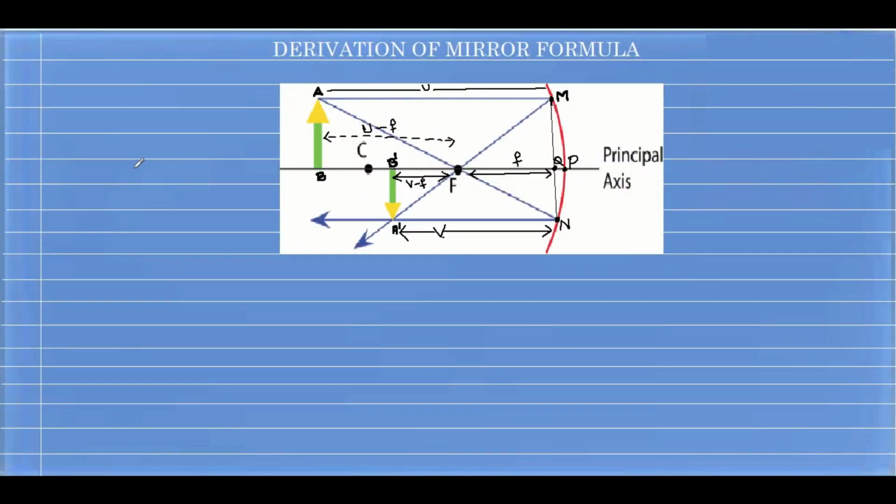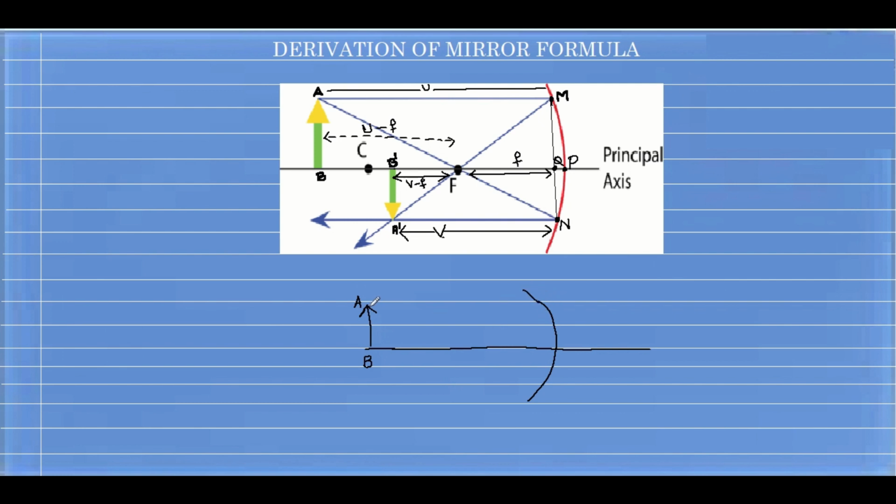Now I am going to explain how to derive the mirror formula. Before deriving the mirror formula, we need to understand how to construct this ray diagram. Here I have taken a concave mirror. The center line of the concave mirror is the principal axis. In this, an object AB is placed.